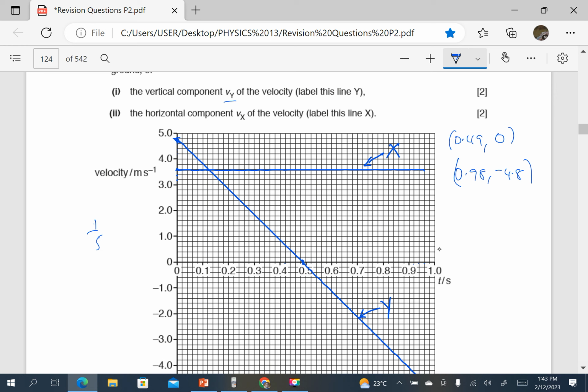So we must have a straight line which goes through 0 and 4.8. Initially it starts from 0 and 4.8. At t equals 0, the velocity was 4.8. Then at 0.49, the velocity becomes 0. And at 0.98, the velocity goes to negative 4.8. That's when it hits the ground. Then also the velocity for the horizontal component remains 3.6 throughout. It remains constant. That is line x.